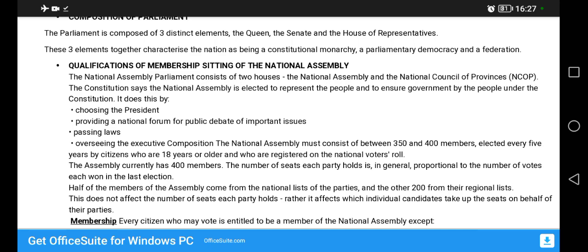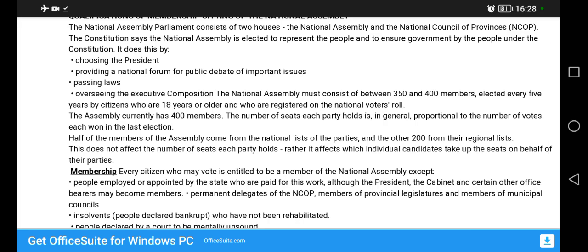So we're going to go through the qualifications, meaning for a person to qualify to be called a member of the National Assembly, these should be followed. So the National Assembly, okay, I'm giving you the answers. It consists of those two houses that you see there. And the National Assembly is elected to represent the people and to ensure government by the people under the Constitution. It is the people that choose who our president should be.